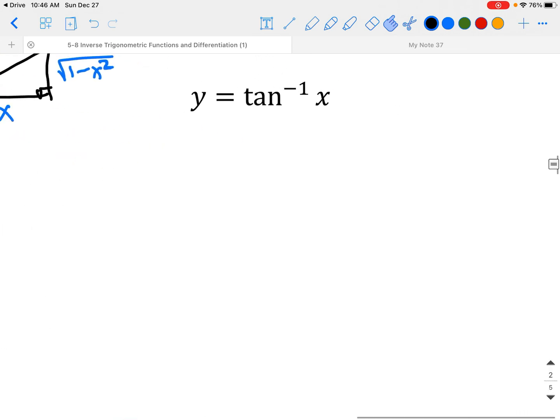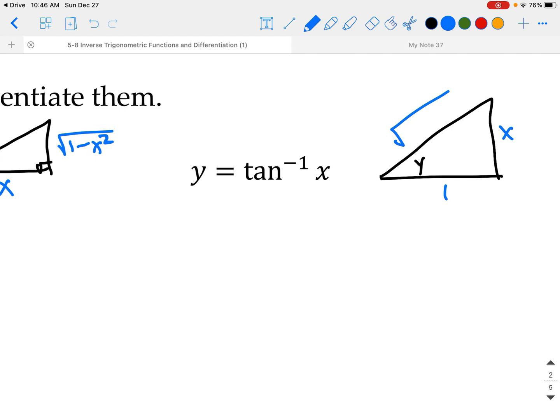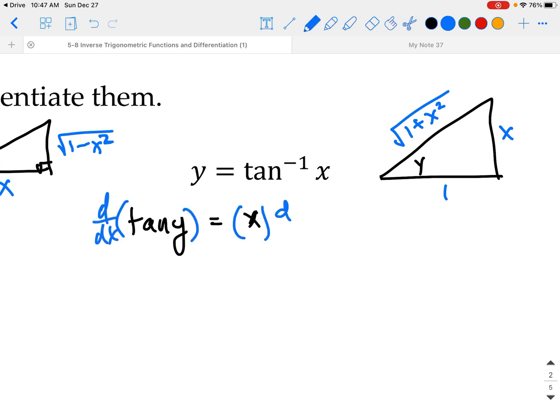All right, let's go ahead and do tangent. So for tangent, we've got our triangle here. y is our angle, and then it's going to be opposite over adjacent, which means now our hypotenuse is going to be a little different. It's going to be the square root of the sum of those squares, so it's going to be the square root of 1 plus x squared. All right, so we'll do the same thing we did before. We'll take tangent of both sides using the inverse property on the right side, and then again differentiating with respect to x.